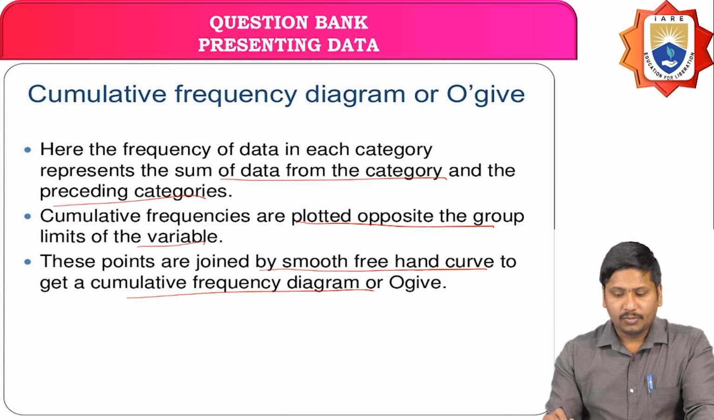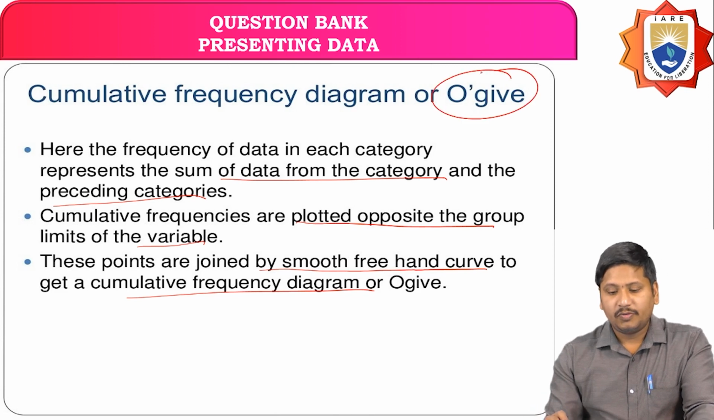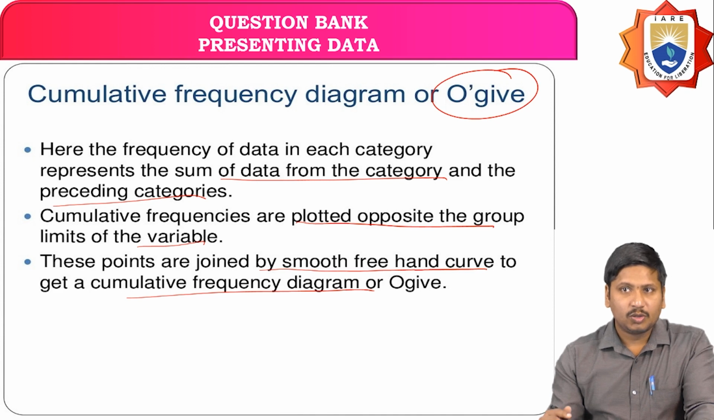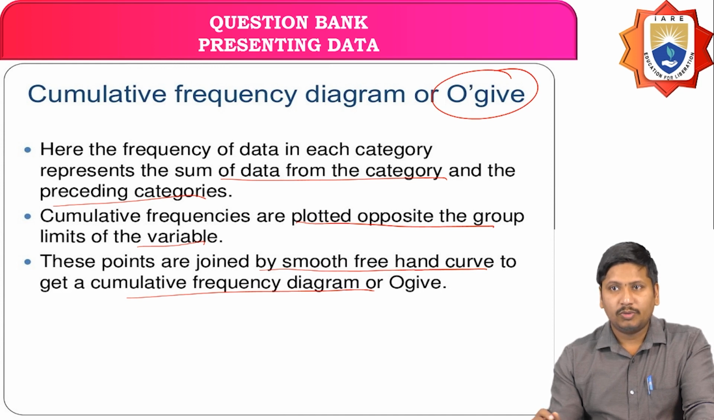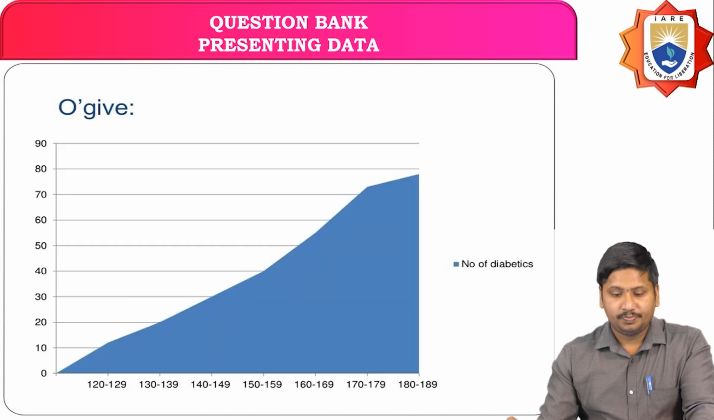Okay, these are the points for the cumulative frequency diagram, or we can call it an OQ. The frequency of the data in each category represents the sum of the data from that category and the preceding categories. Similarly, the cumulative frequencies are plotted against the group limits of the variable, and these points are joined by a smooth, free curve to get the cumulative frequency diagram. So this is the diagram for the OQ.